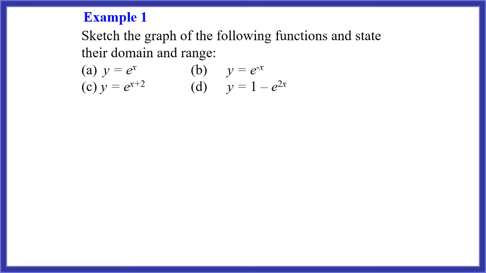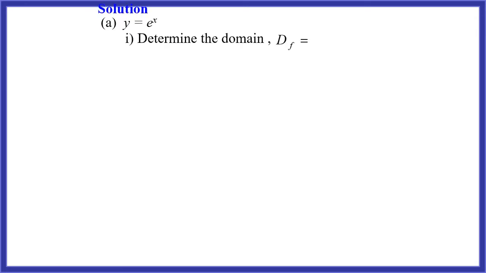Example 1. Sketch the graph of the following function and state the domain and range. So let's see how we sketch the graph for the exponential function. For question A, y equals e to the power x. So what we have to do first is to determine the domain. Always remember, for an exponential function, the domain is always negative infinity to infinity.